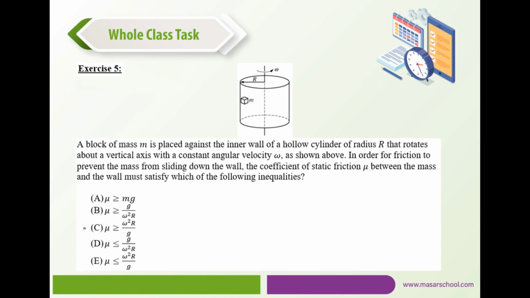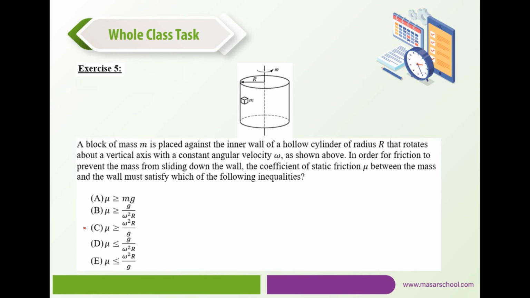Now exercise 5, a block of mass m is placed against the inner wall of a hollow cylinder of radius r that rotates about a vertical axis with constant angular velocity omega as shown above. In order for friction to prevent the mass from sliding down the wall, the coefficient of static friction mu between the mass and the wall must satisfy which of the following inequalities? Now here we're talking about the edge of motion, and this is obvious from the text because we're talking about the friction to prevent the mass from sliding down.